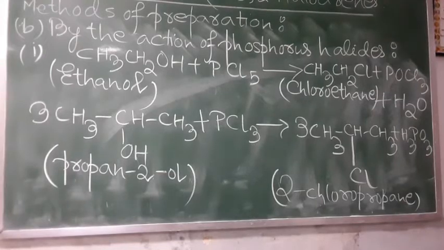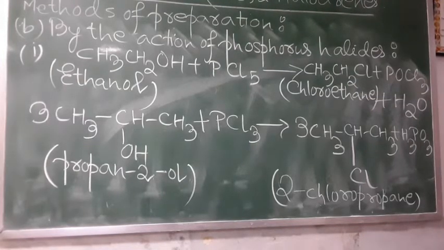Students, this is the next method of preparation. I have used phosphorus halides. See the first reaction. Ethanol reacts with phosphorus pentachloride to form chloroethane plus POCl3 plus HCl.